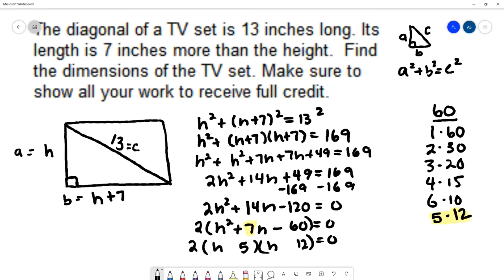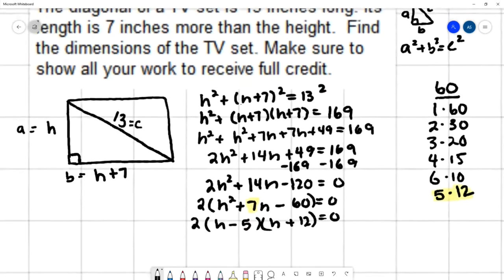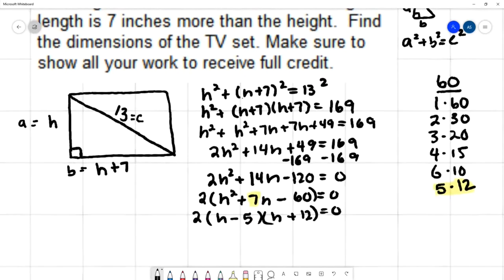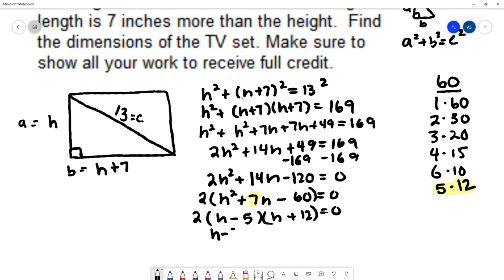and h times h will give me h squared. 5 times 12 gives me 60. And then I need a plus on the 12 and a minus on the 5 to get a positive 7 for that middle term. Now I can set each factor equal to 0. And I get h equals 5 and h equals negative 12.